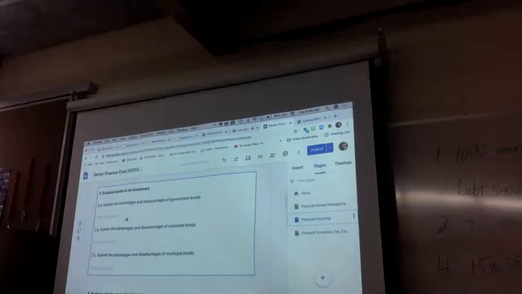Municipal? They just don't make as much money as you do with some other investment opportunities. It's another one that's a local government, so it's government backed. You're going to get paid. You just don't make as much money.